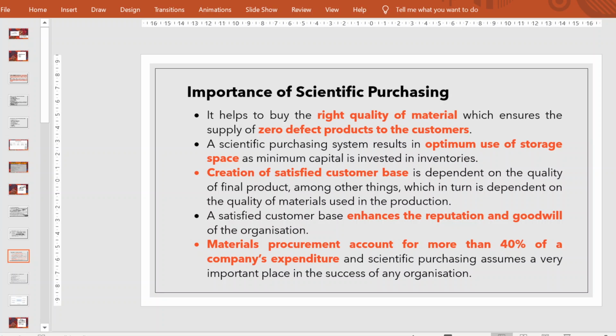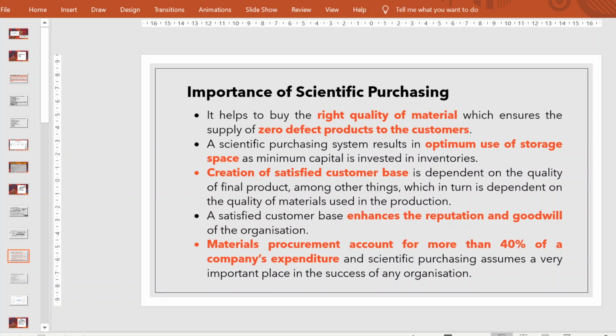If you are using good quality raw materials, the quality of your finished products will naturally increase, which will increase the satisfaction of your customer. Then the next point is it enhances the reputation and goodwill of your company. No much explanation is needed.